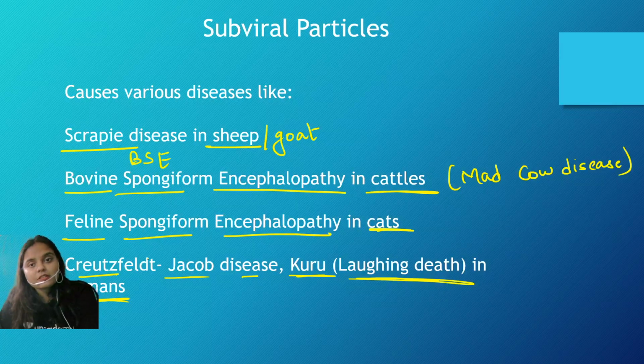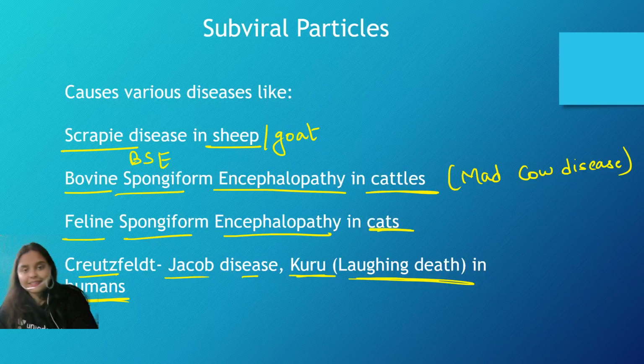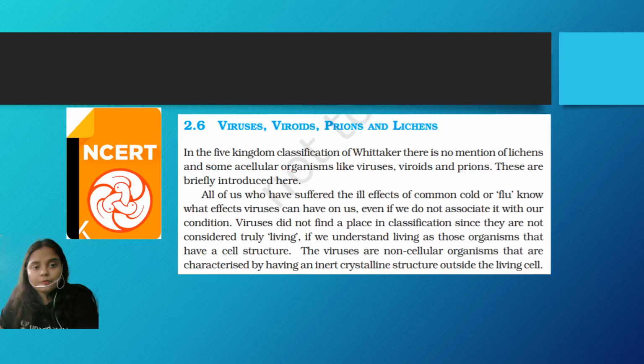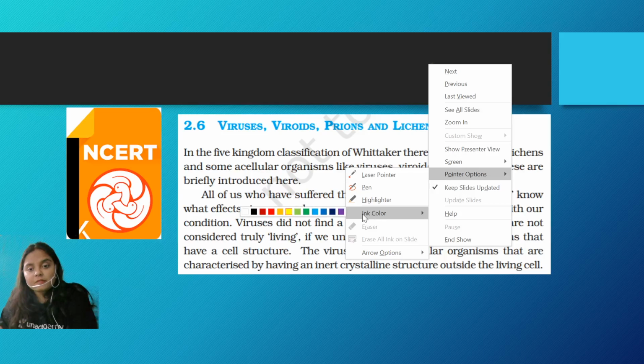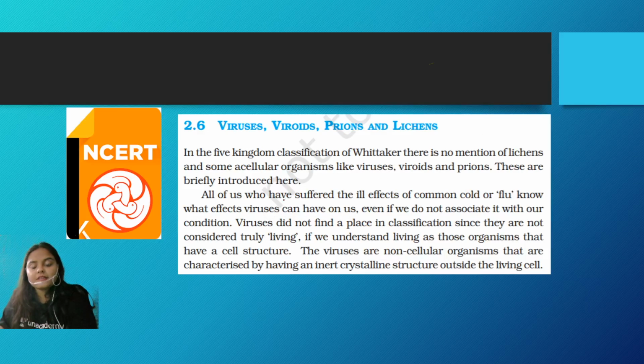What are the prions? They are infectious particles which are protein in nature. They do not contain any nucleic acid. Okay. So this is prions. Now let us see what NCERT has to say about these miscellaneous structures. Okay, we'll be having a quick reading of the NCERT, and we'll be seeing if there is something new or something which we have not discussed is mentioned here.